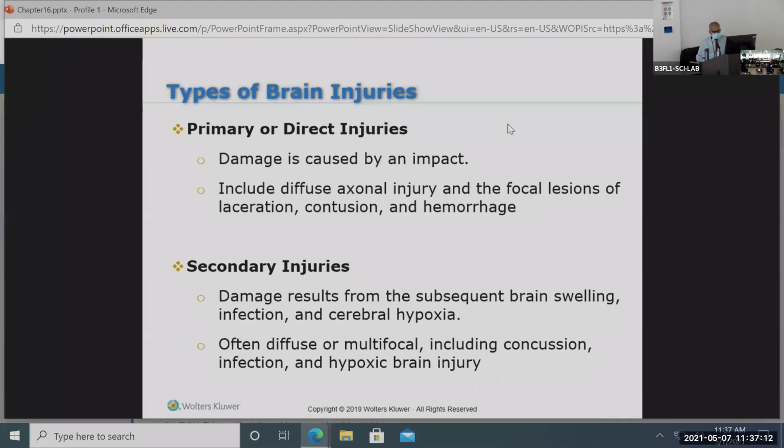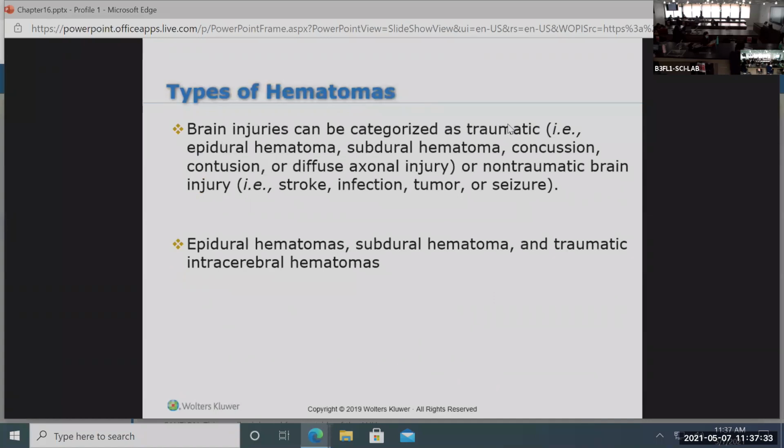Maybe often diffuse, widespread. Please highlight the condition called concussion, infection, or hypoxic brain injury. I think they have the diagram also in the textbook, types of hematoma, maybe epidural, maybe subdural, maybe intracerebral. Hematomas in various places. Hematoma, put a star on hematoma.